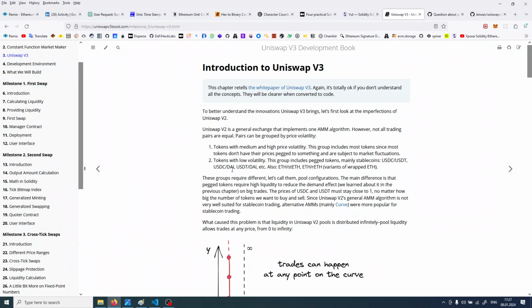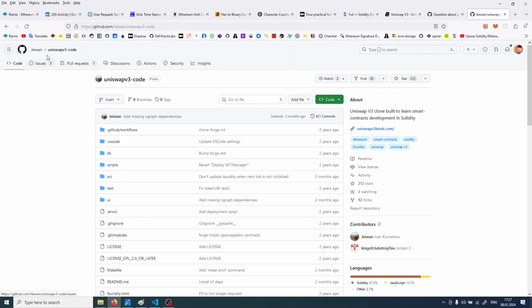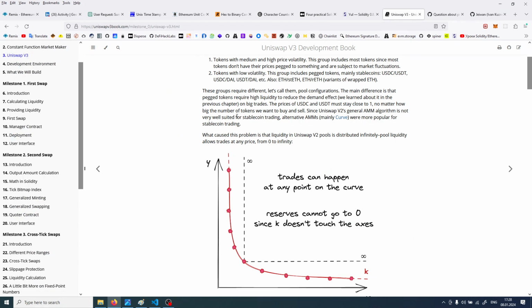Hi, today we learn Uniswap v3 from the book "Uniswap v3 Development Book" by Ivan Kuznetsov, and I show you how to implement the first milestone, the first swap, and we see how we provide liquidity in Uniswap v3.